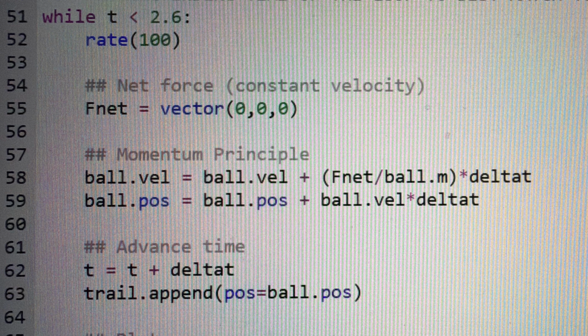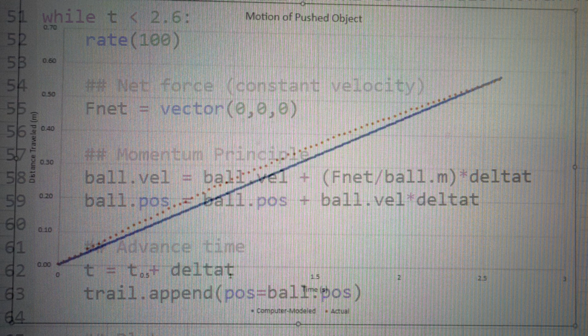Since velocity is the distance over time and we are multiplying it by our time step of 0.01, we get the distance traveled in that step. The loop then continues appending the distances at each time step until the time reaches 2.6 seconds.